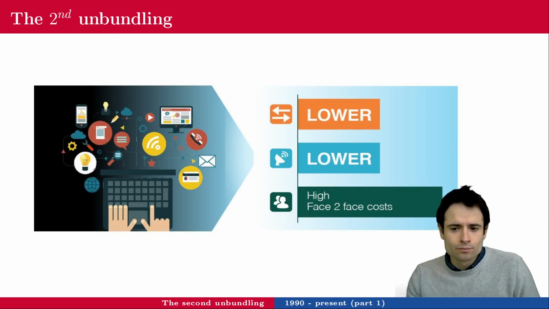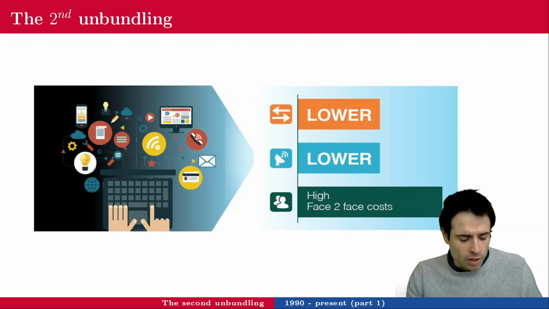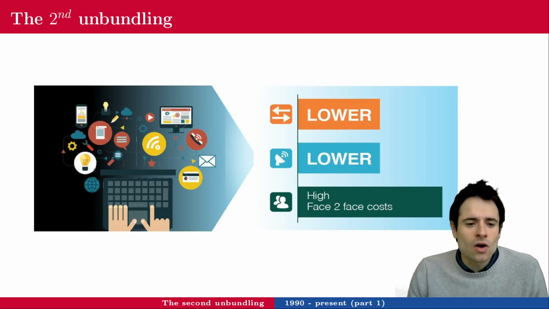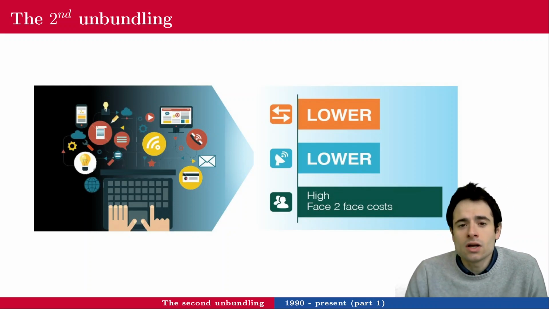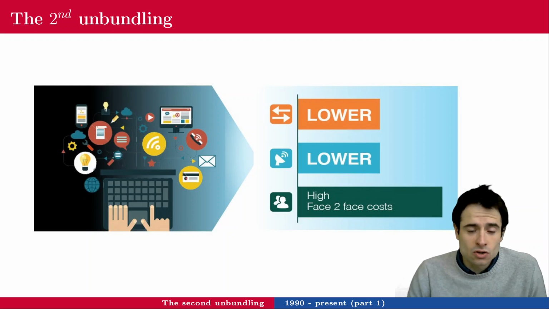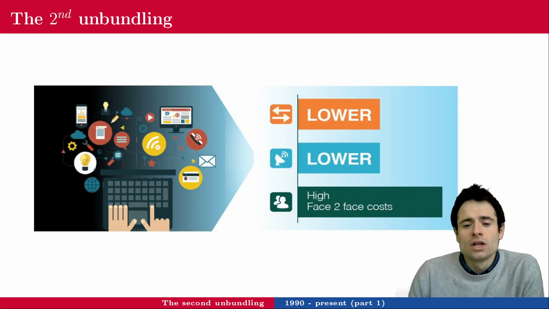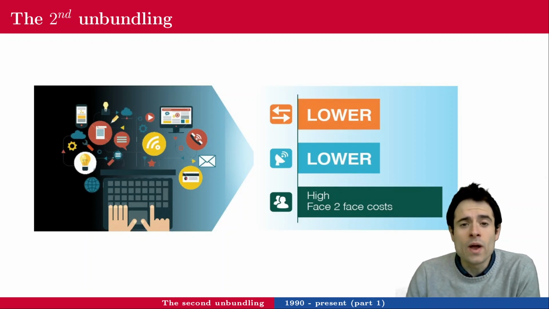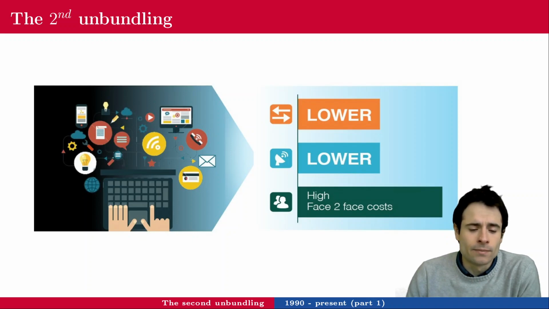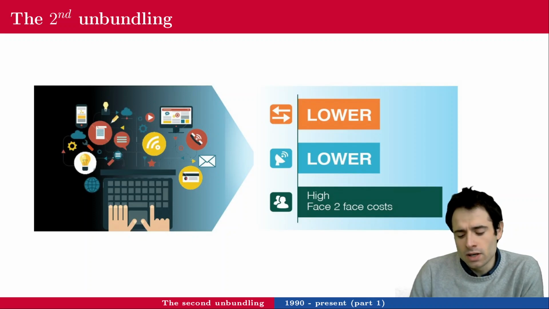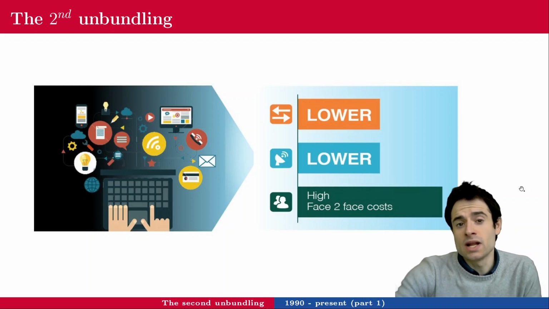Okay, so time for the second unbundling. In the first unbundling, we talked about the decrease in trade costs and in particular transportation costs due to the steam revolution. So the steam revolution allowed long distance transportation to be way cheaper than before through trains, air cargo as well, and boats. This first unbundling lasted until pretty much the 1990s.